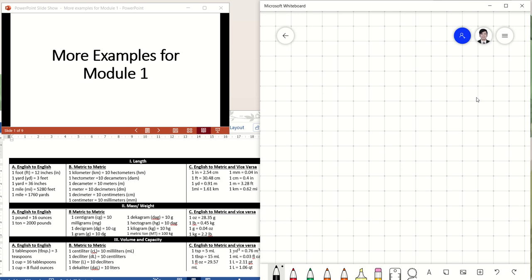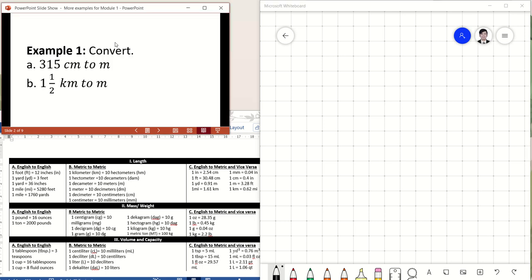Hello everyone. In preparation for our long test, I'll be giving you more examples related to our lesson in Module 1. Example number 1. Convert 315 centimeters to meters.